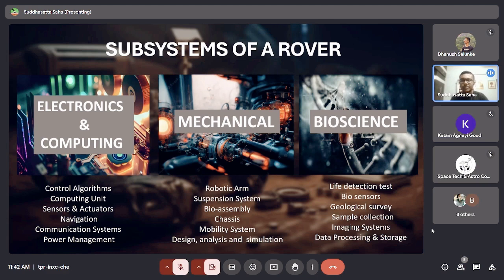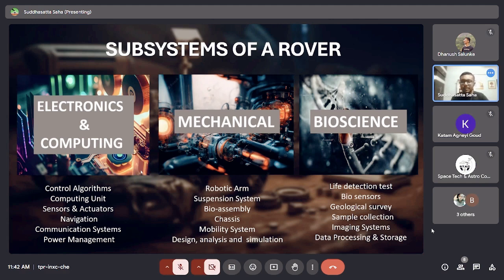And then there comes this aspect of data processing and storage, which is again coupled with the computing unit of electronics and computing, because after processing you need to compute a lot of data and take out conclusions. So extraction of data and then analyzing data in real time without any sort of remote or command operations. That is something which makes the rover operations very different from that of any other object of mechanics.